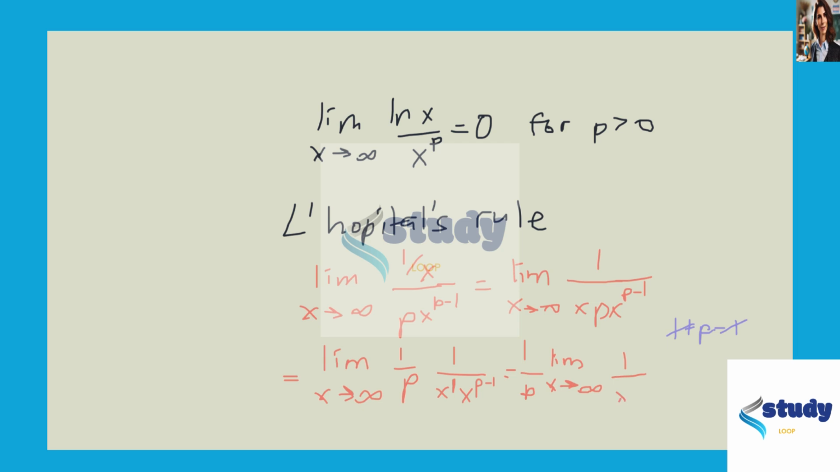So we have 1 over x to the p, right? And we know this limit is going to go to 0 because we have a denominator that keeps on getting larger and a numerator that is a constant. So this limit is just 1 over p times 0, which is just 0. So we've used L'Hopital's rule to prove that this limit goes to 0 for values of p that are greater than 0.